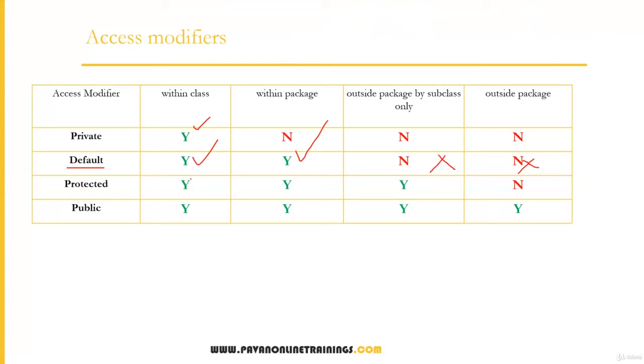So with protected, we can access within the class, within the package, and outside of the package, but only through a subclass, meaning inheritance. Directly outside of the package it is not possible. But when I say public, within the class is possible, within the package is possible, outside of the package through inheritance is possible, and without inheritance also possible. This is direct access. So this is a summary of access modifiers.